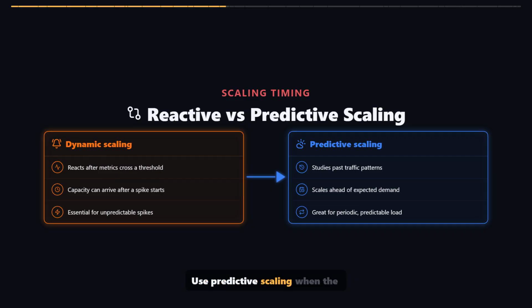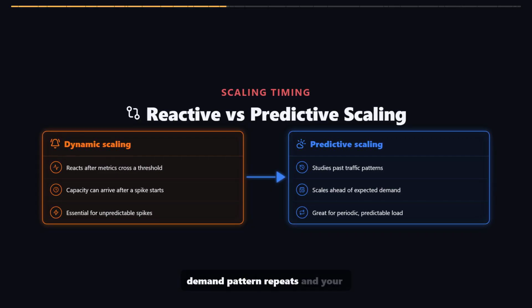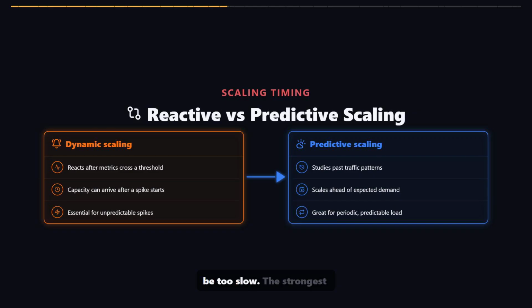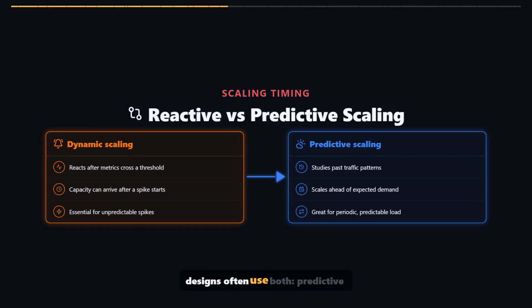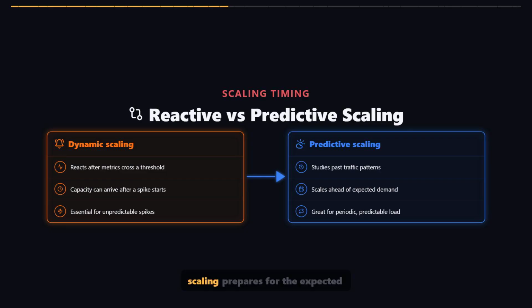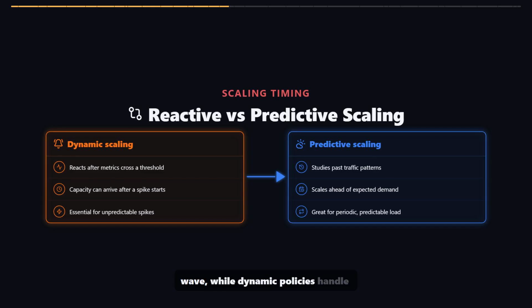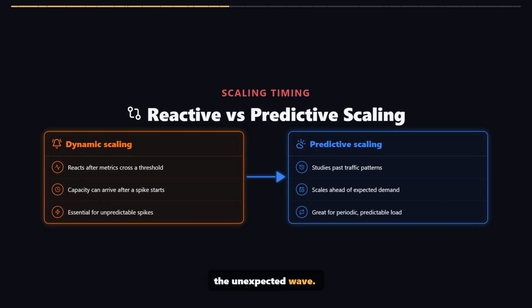Use predictive scaling when the demand pattern repeats and your application takes long enough to start that reacting afterward would be too slow. The strongest designs often use both. Predictive scaling prepares for the expected wave, while dynamic policies handle the unexpected wave.